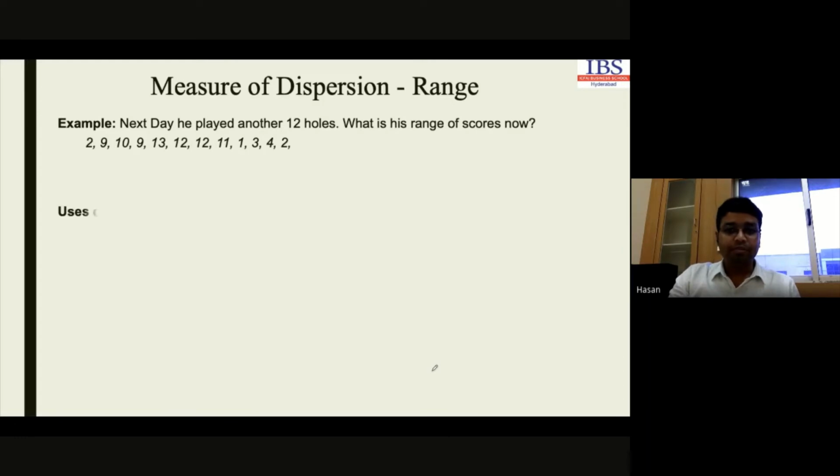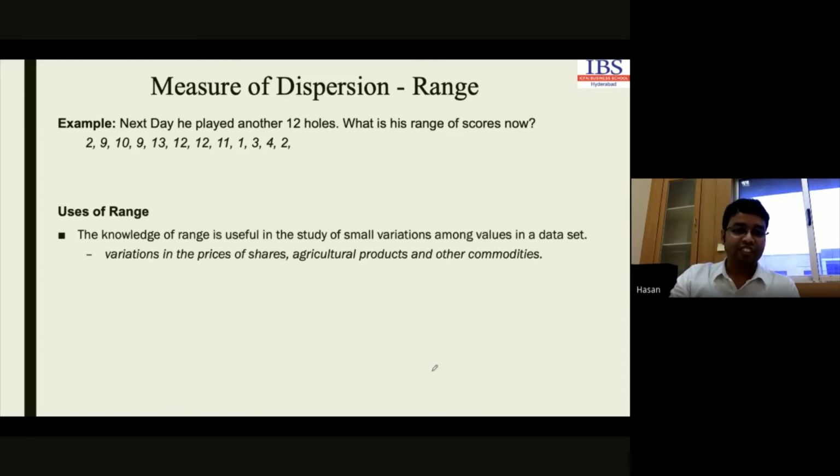So this is another example here. The knowledge of range is useful to study small variation among the data. Small variation means, take the same example, 0 to 50% discount or 20 to 30% discount. In this particular case, we can easily decide which one is better. The more the data concentrates around the center point, the more consistent it is. That's why range is useful here to decide our data consistency.